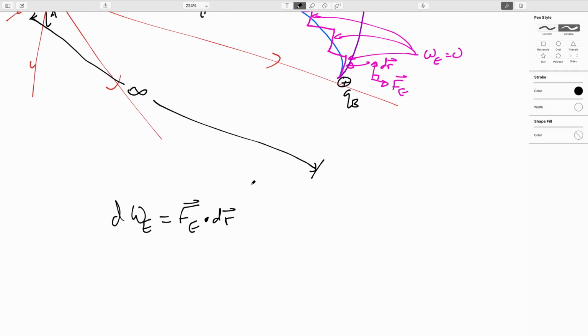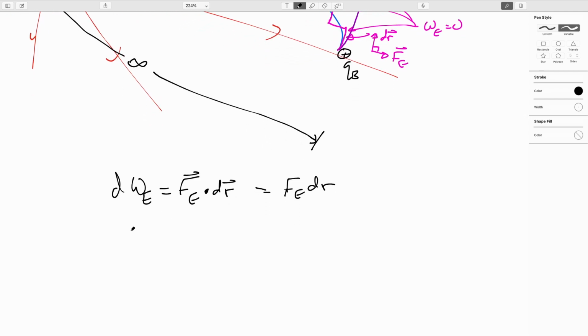So this, since the two are lined up, is just going to be Fe times dr. And now we can go ahead and evaluate our integral. So the total work done by the electric force will be equal to, well, initially we start at r equal to infinity, and then we end up at r, the integral of dr of the electric force.